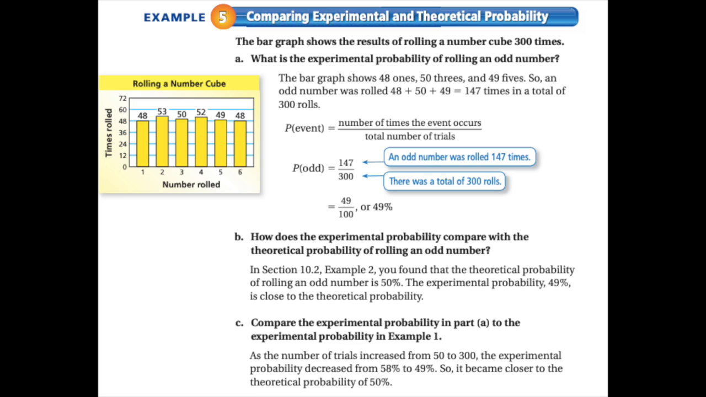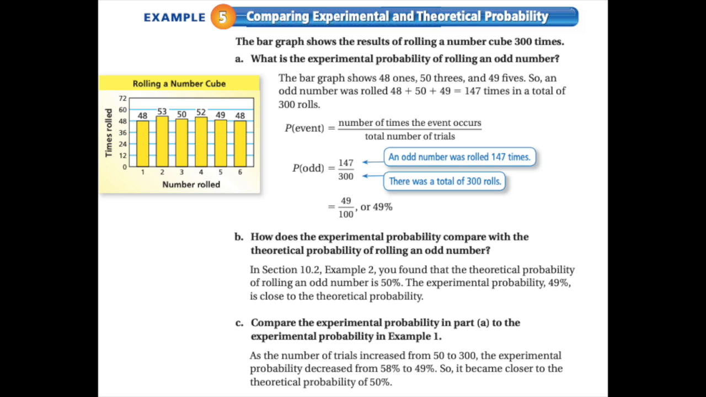They've taken the 1s, the 3s, and the 5s, and they've added them up. 48 plus 50 plus 49 is equal to 147. So the experimental probability of rolling an odd is 147 out of 300. When simplified, it comes out to being 49%.